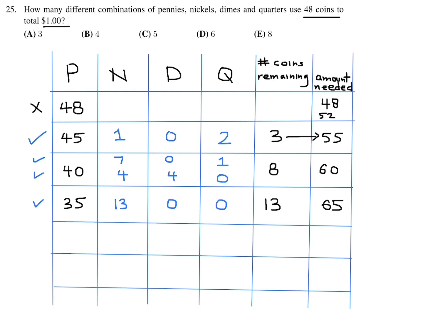All right, let's keep going here. 30 pennies. All right, I've got 70 cents I've got to create, and I've got 18. Oh boy, 18. If all of them were nickels, that would be 90 cents. So there's no way of this working. And then in a very similar way, if I go down to 25, there's no way, because this will be way too many coins. So I think that's it. How many did I get? I got 4. So number 25, the answer is B.